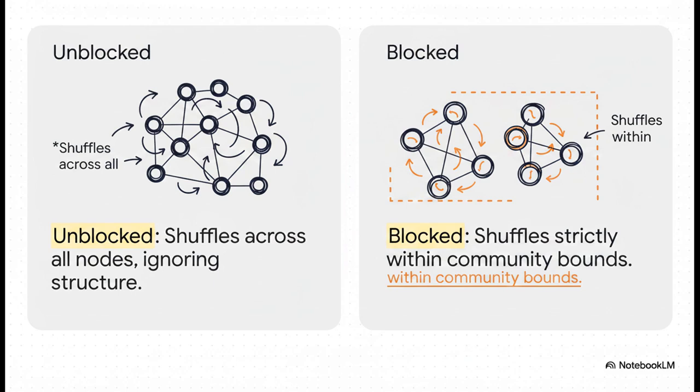Once you open the lab, you're going to run into the core tension of this entire case study: choosing the correct null model. Network inference basically asks, given the structure of this network, would this pattern arise just by chance? But random with respect to what, exactly? Well, we have 2 options. An unblocked permutation shuffles labels across all the nodes, completely ignoring any community structure. A block permutation, on the other hand, shuffles labels strictly within community bounds, which preserves that underlying geographic structure.